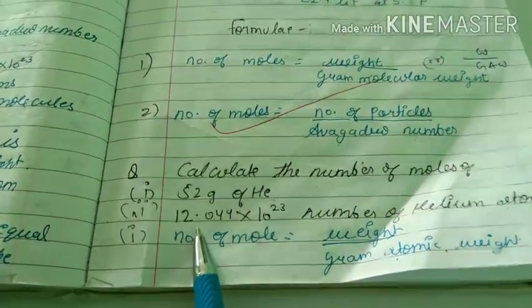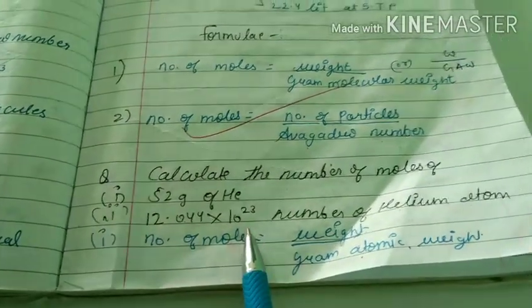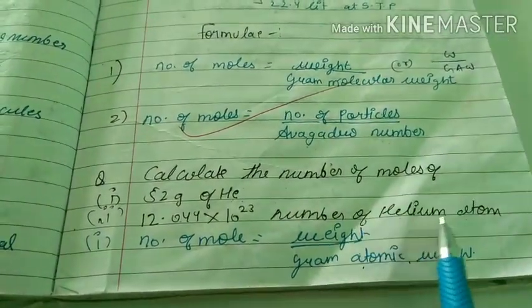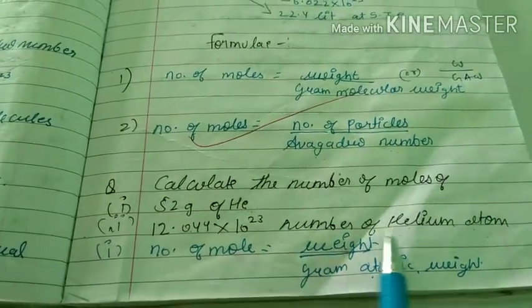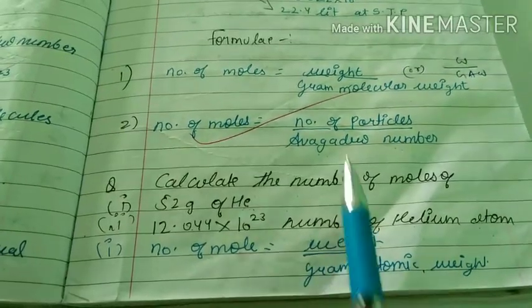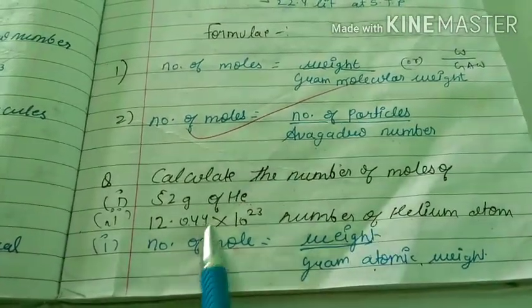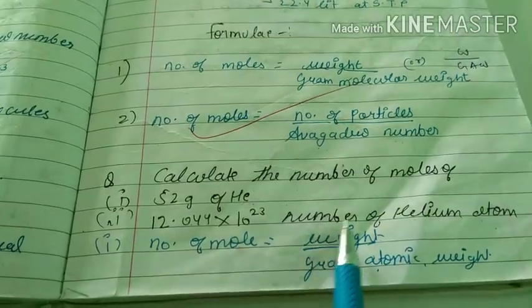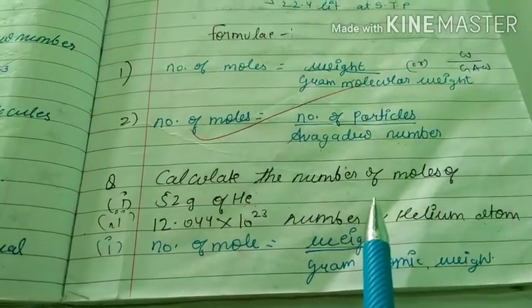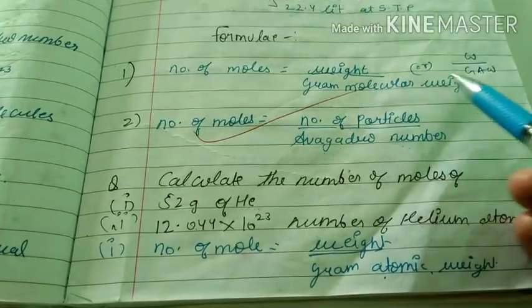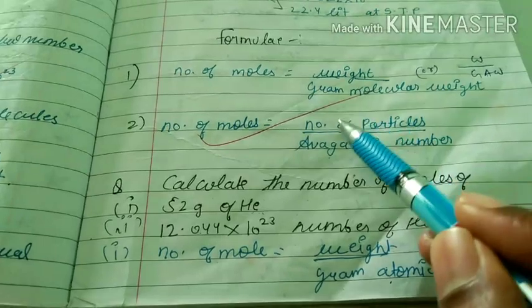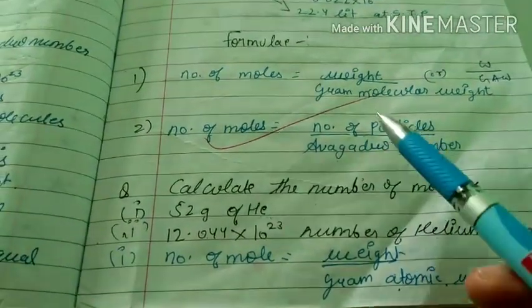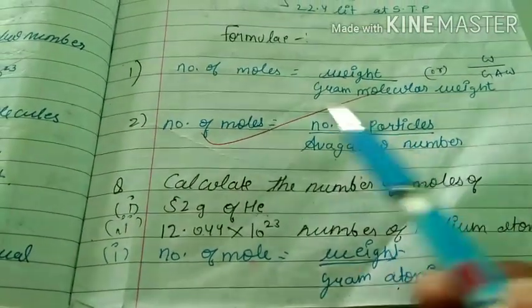One more question is given: 12.044 into 10 to the power of 23 helium atoms. That means the number of helium atoms is given, that means number of particles is given, and we have to find number of moles. So we cannot use the previous formula. We can use this formula because it contains number of particles. By using this formula we can calculate number of moles.